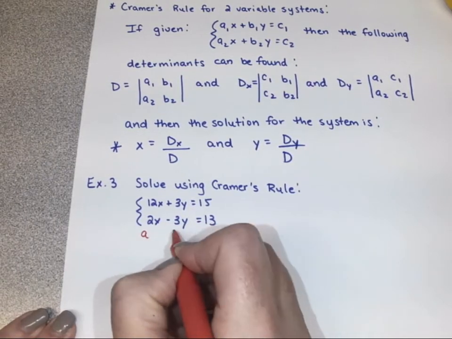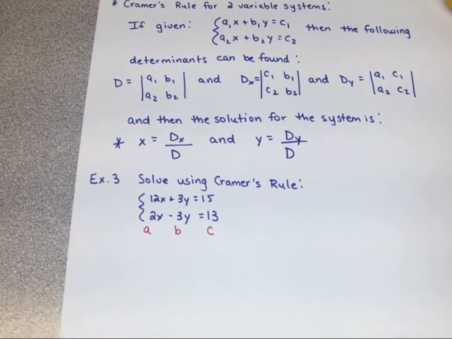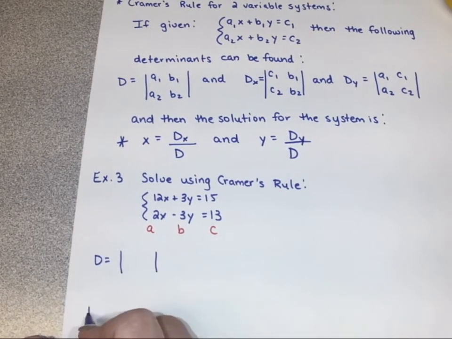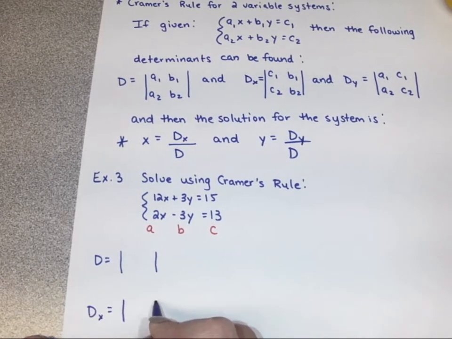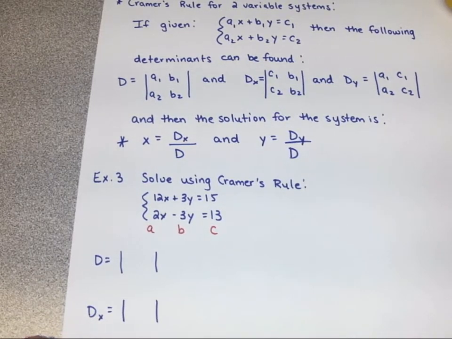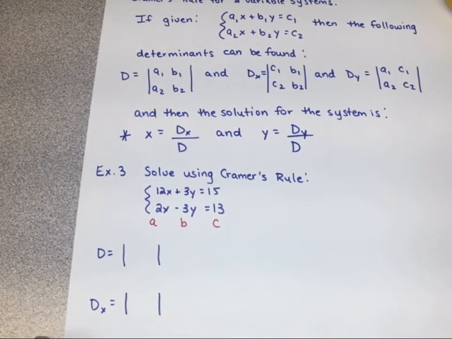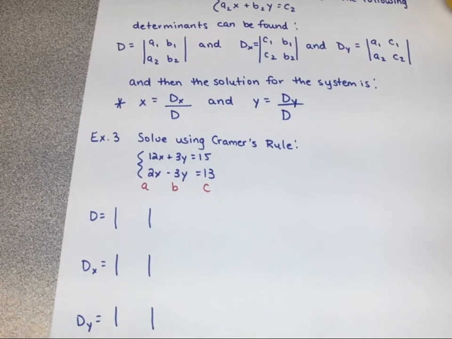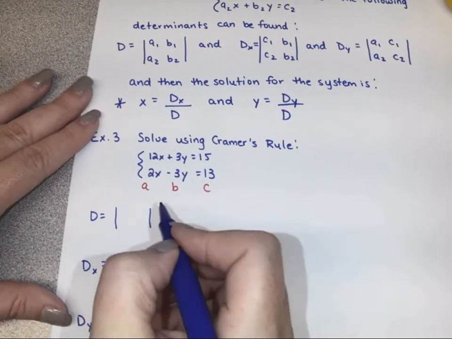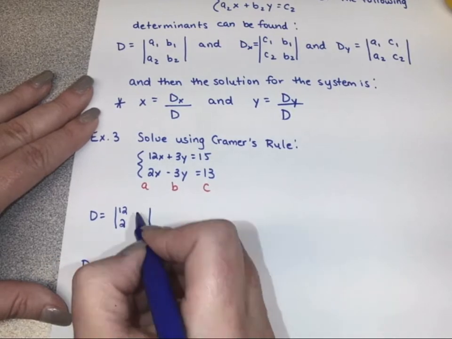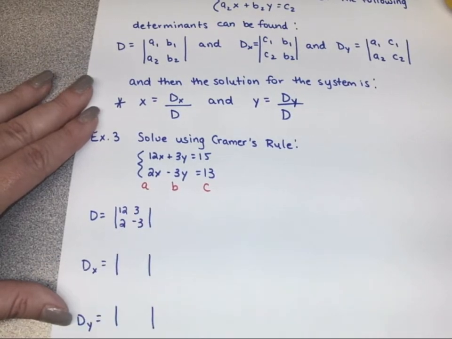So these are your A numbers, these are your B numbers, and these are your C numbers. Okay, it literally goes in alphabetical order. So we've got three determinants to find. We have one for D, we have one for dx, and we have one for dy. And they follow a very specific pattern, okay? So the pattern for D is A's followed by B's. So let's just write those numbers in. My A numbers are 12 and 2. My B numbers are 3 and negative 3.